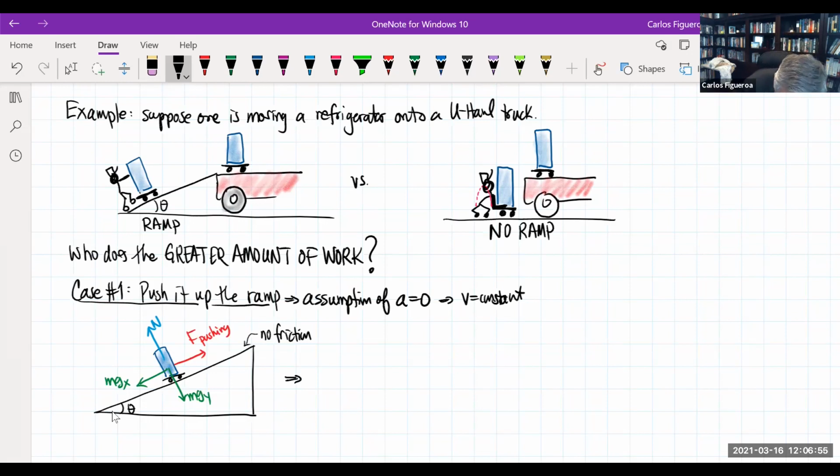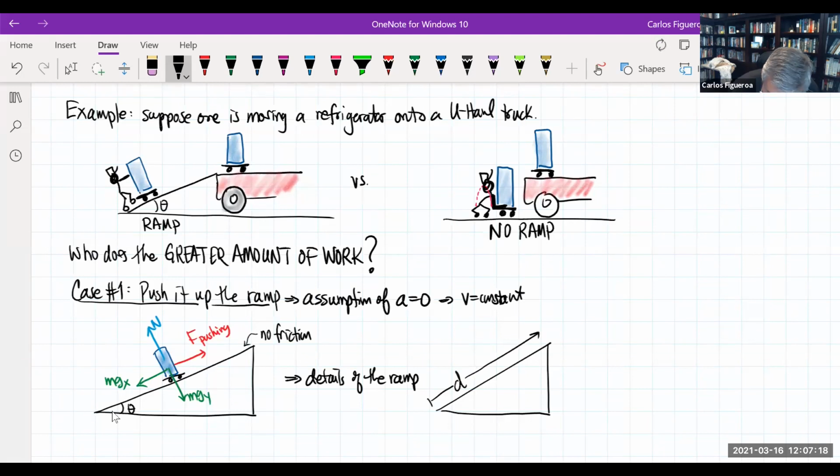So what we need here is the details of the ramp. When I look at the details of the ramp, I have a distance. I'm going to say that the length of the ramp is a distance d from here to there. And then the height of the ramp is h.